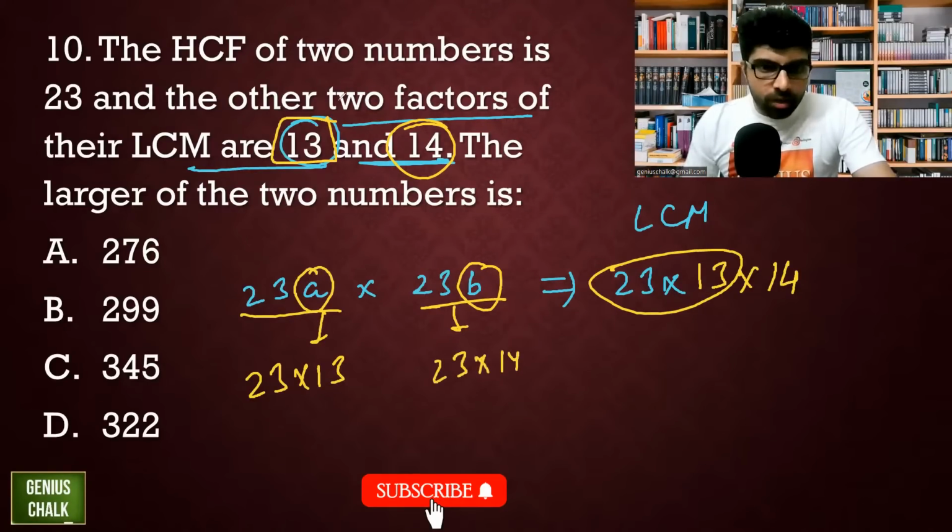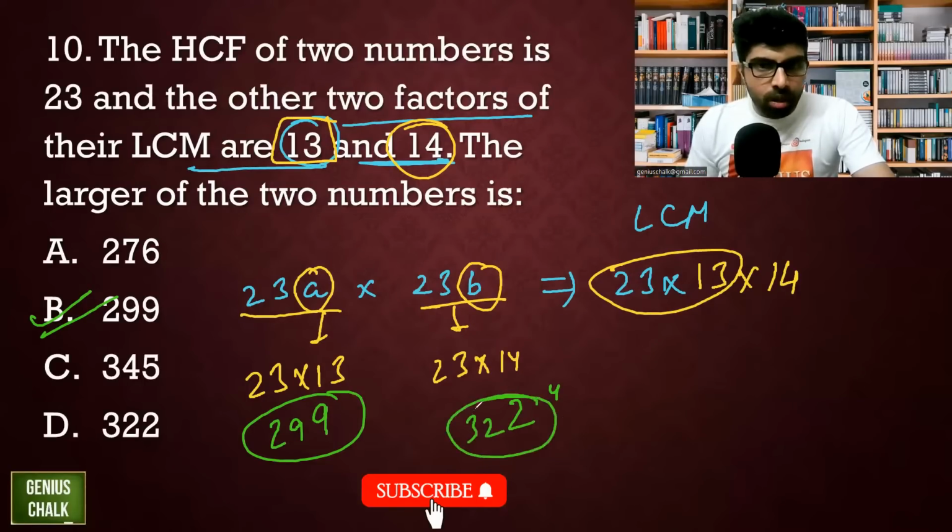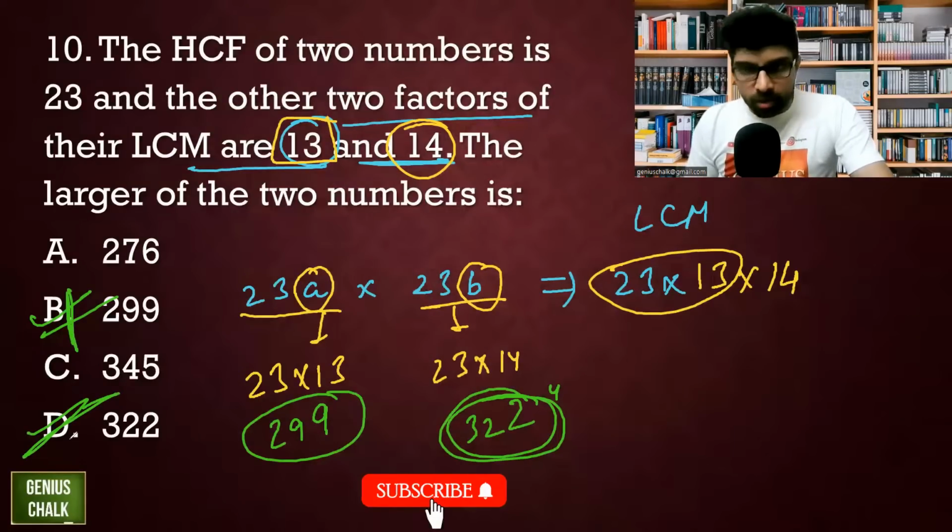Now let's see which option is available for the answer. 13 3s are 39, 13 2s are 26, and 3. Yeah, this option is present. Let's check it out. 14 3s are 42, 14 2s are 28, plus 4 is 322. It says the larger of the two numbers, so the larger of the two numbers is 322. So the first is not my answer. Option D has to be my answer. I hope you have got this concept, why I did it like this for LCM.